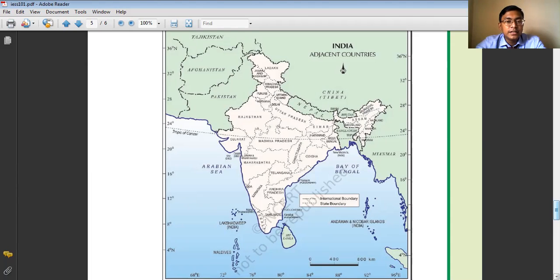This chapter provides us information about India's size, its location, its relation with the other countries, as well as its neighboring countries.